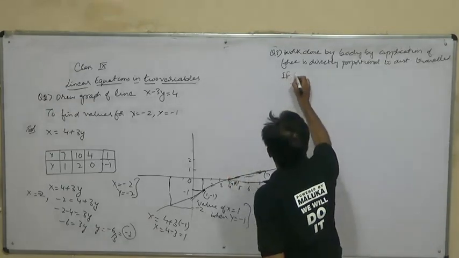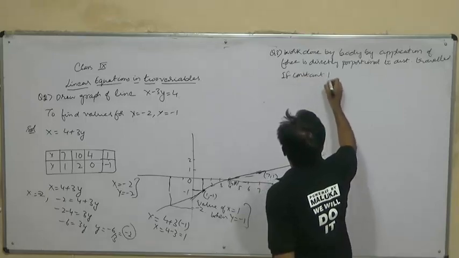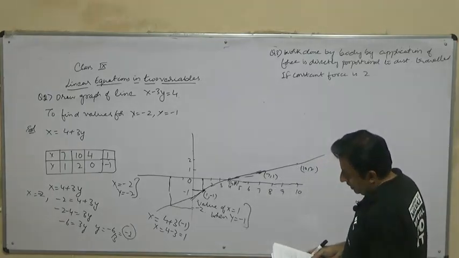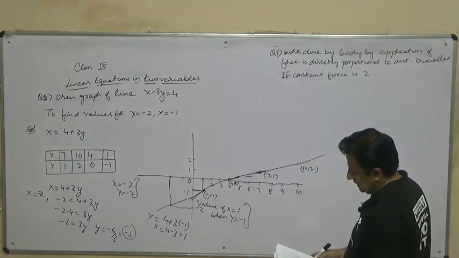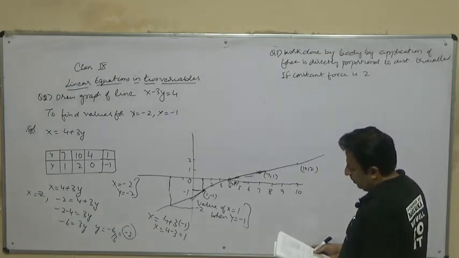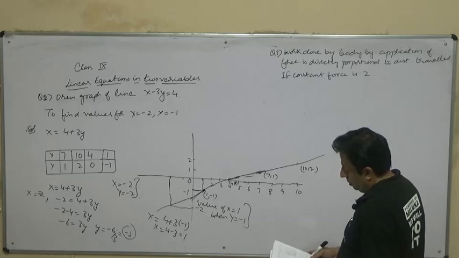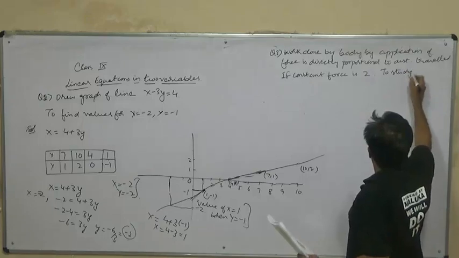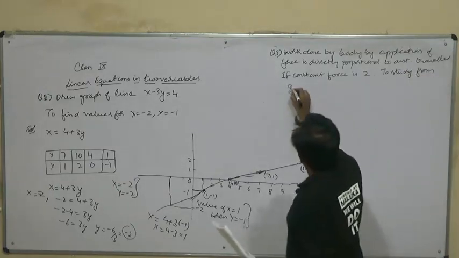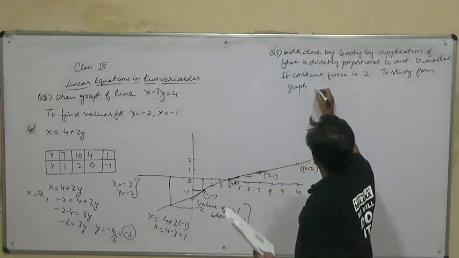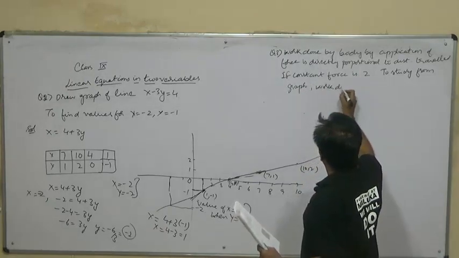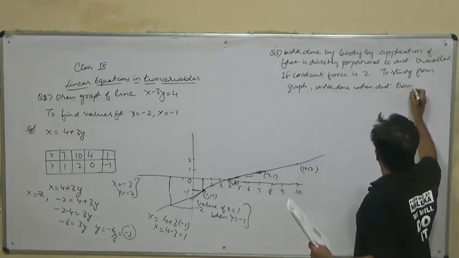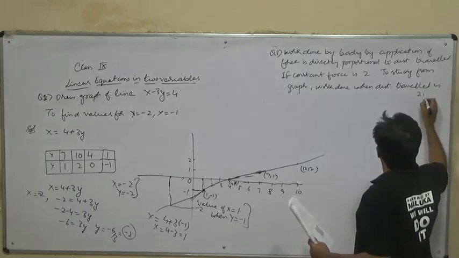We are given that if the constant force is two, then read from the graph the work done by the body. What we want to study from the graph is the work done when the distance travelled is 2 units.